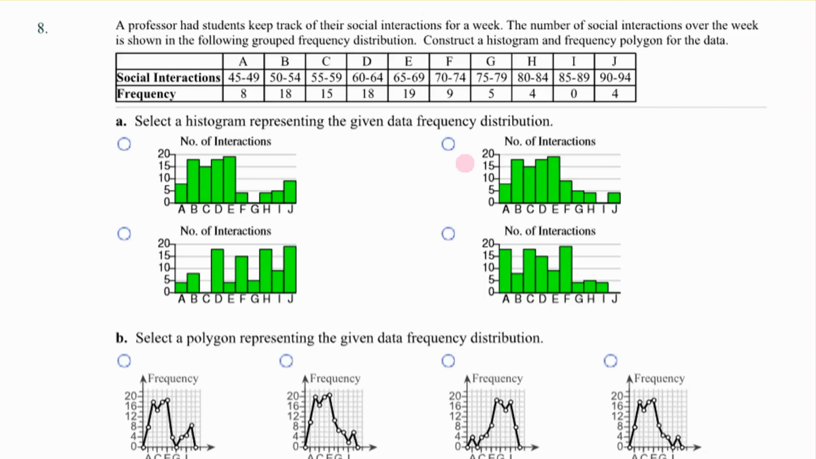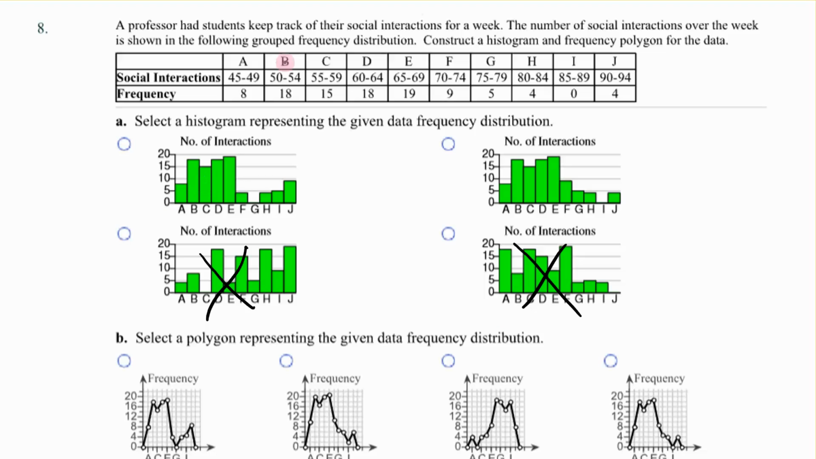All right, these have classes, and they are calling the classes A, B, C, D, E by letters on the grid, on the graphs. That, I guess, makes it a little bit easier rather than putting down here 45 to 49 and putting here 50 to 54. All right, in the first one, the first class is the frequency 8. Well, that looks like it could be 8. That is not 8. That looks like it could be 8, and that is definitely more than 8. I've narrowed it down.